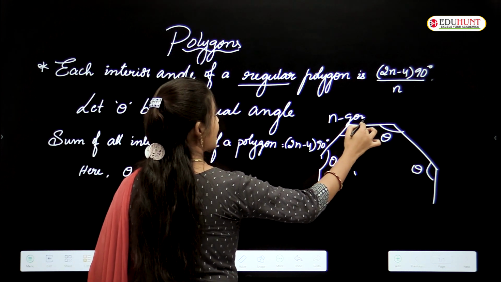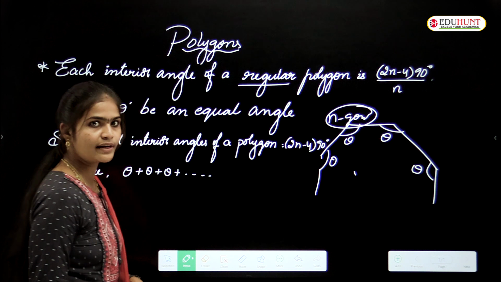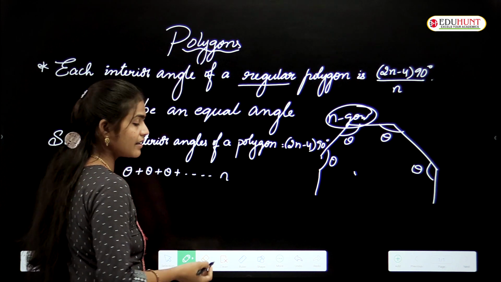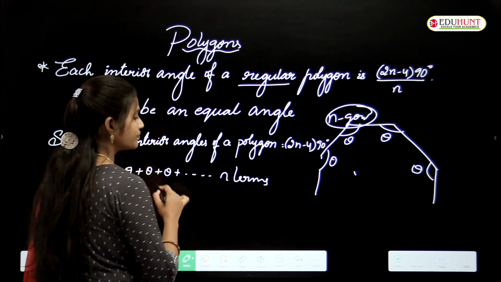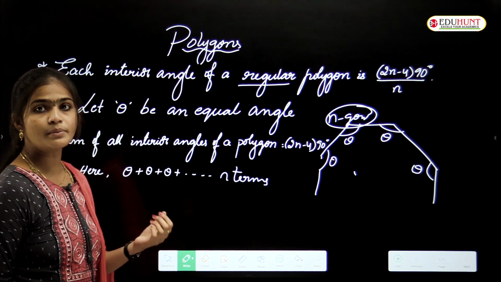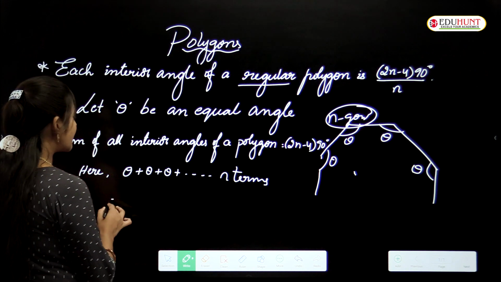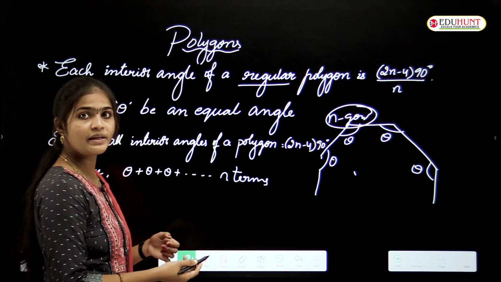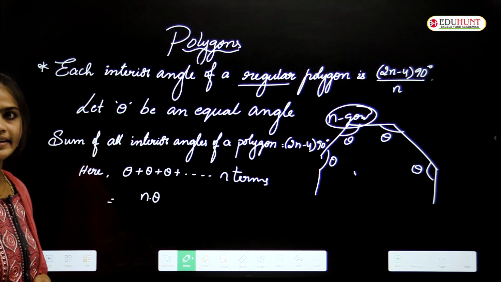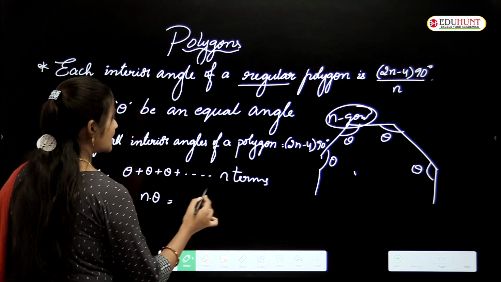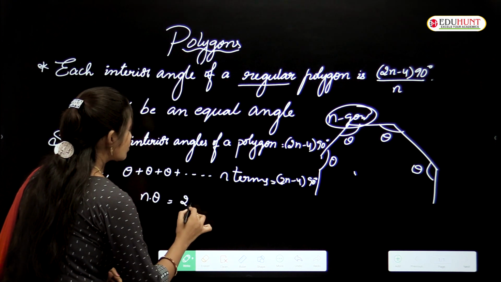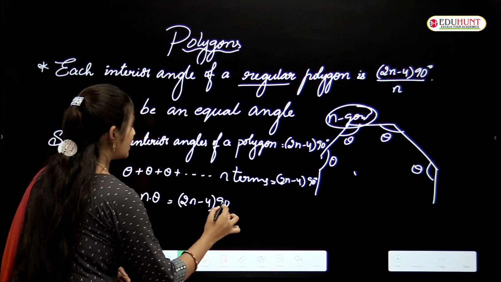This figure is just an n-gon, which means the number of sides is n only. That's why theta plus theta plus theta plus and so on. We don't know up to how many angles there are, so up to n terms. We already know how to add all this: multiplication is repeated addition, no? So theta is added how many times? n times. So we can write this as n into theta, which is equal to (2n minus 4) into 90 degrees.